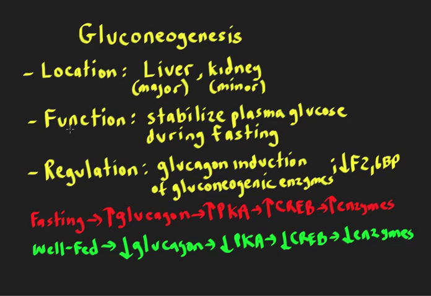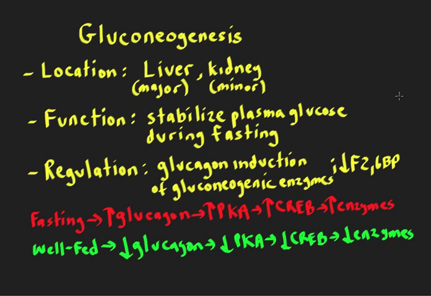Now, the function of gluconeogenesis is to stabilize the plasma glucose during a fast. So you're fasting, you're not eating any food, your blood sugar is starting to fall, and what prevents you from becoming hypoglycemic, especially after you've gone through your glycogen stores, is the full-blown gluconeogenic pathway. Now, the regulation, as we would expect, since we're talking about fasting and well-fed state, would involve glucagon and insulin, and we're going to go into the details of that at the end of the video.